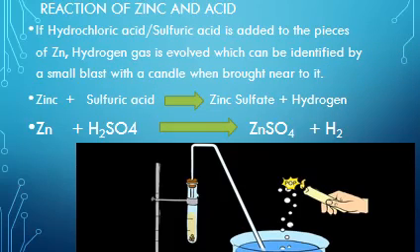Next example is reaction of zinc and acid. If hydrochloric acid or sulfuric acid is added to pieces of zinc, hydrogen gas is evolved, which can be identified by a small blast with a candle when brought near to it. Here we can see in the diagram, hydrogen gas which is collected in the test tube and then passing through water. From water the hydrogen bubbles come up and produce a popping sound.